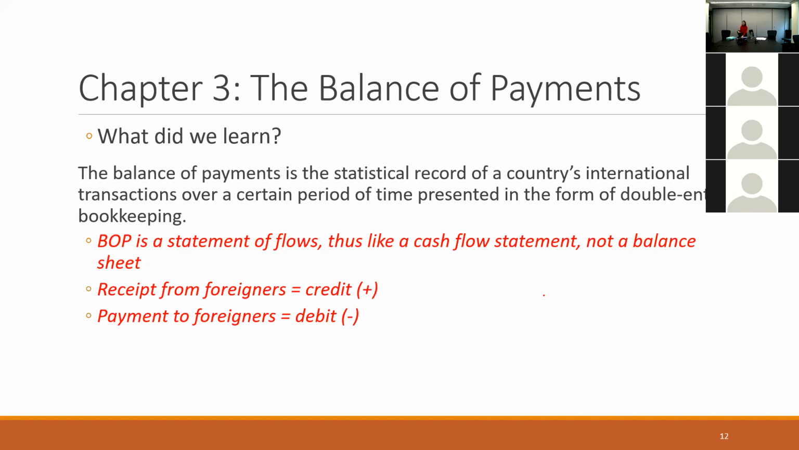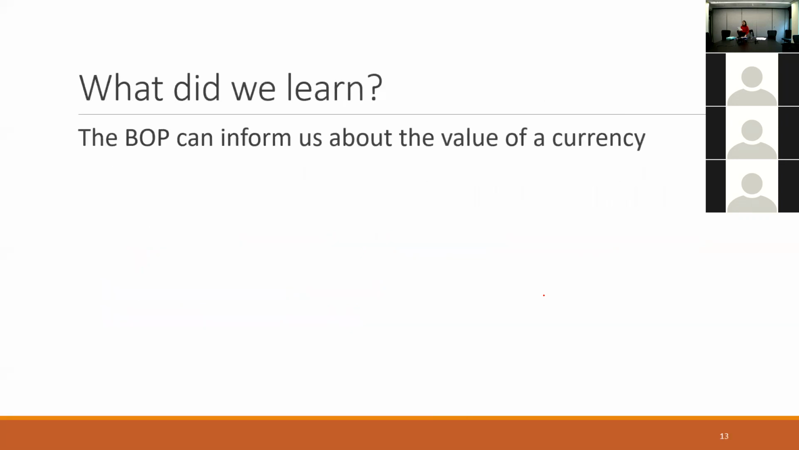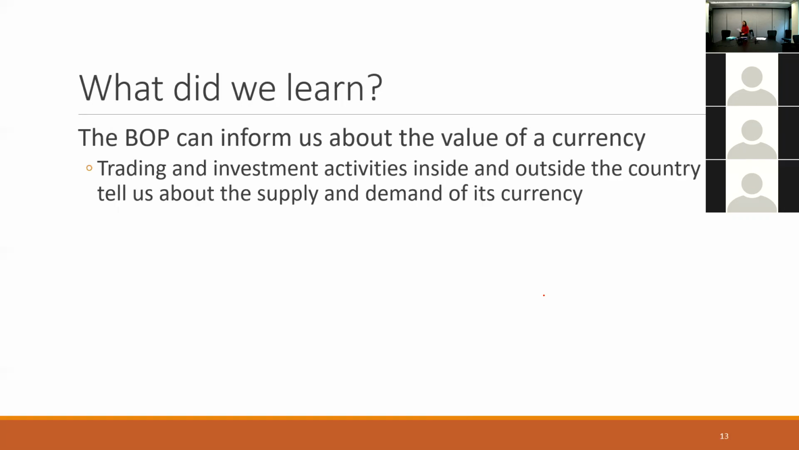So there's nothing much about it. The important point here is that the balance of payments is important for us to understand the value of the currency, right? Why is that the case? It's because the transactions under the balance of payments tell us about the demand and supply of the currency, okay?